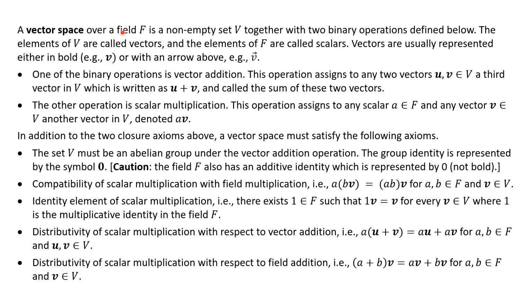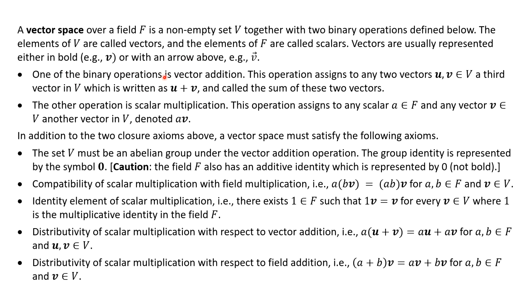A vector space over a field F, in most cases either the real numbers or the complex numbers, is a non-empty set V together with two binary operations, which I'll define below. The elements of V are called vectors, and the elements of F are called scalars. Vectors are usually represented either in bold or with an arrow, and sometimes just by context. I won't use either, but normally I try to use both, at least in this lesson.